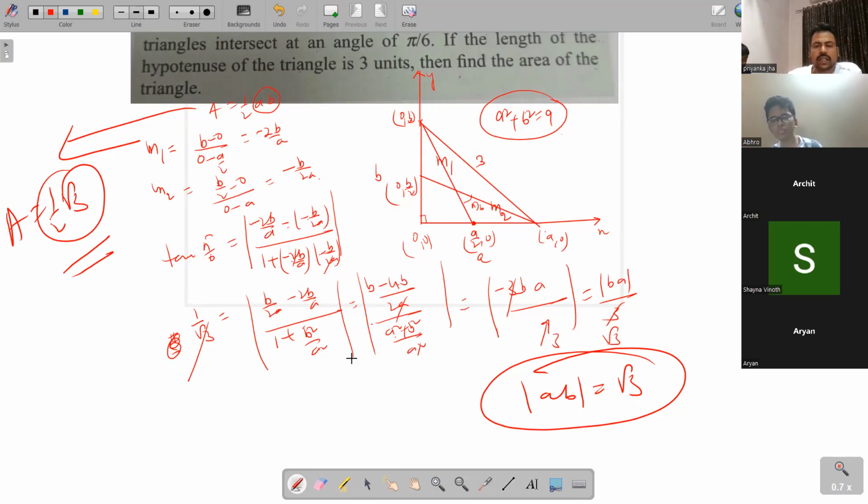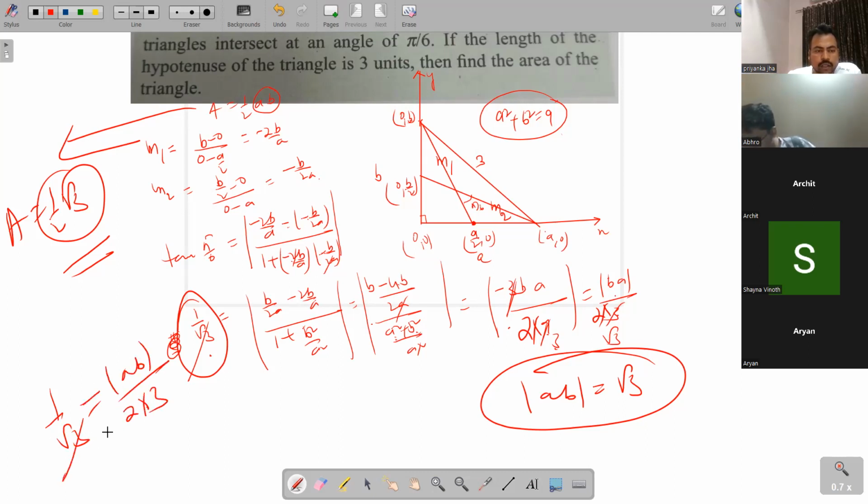Some mistake? Check. Oh, 2 is left here. So how did you do the last step, sir? How did you get mod AB equals root 3? You know, 1 by root 3 equals mod, see, this 2 is left. Here I just put A square plus B square equal to 9. This 3 and this 3 cancel. And now this 3 will cancel. This is 1 by root 3, tan 30 degree, that is equal to mod of AB upon 2 into 3. So root 3 into root 3 gone. So mod AB equals 2 root 3.